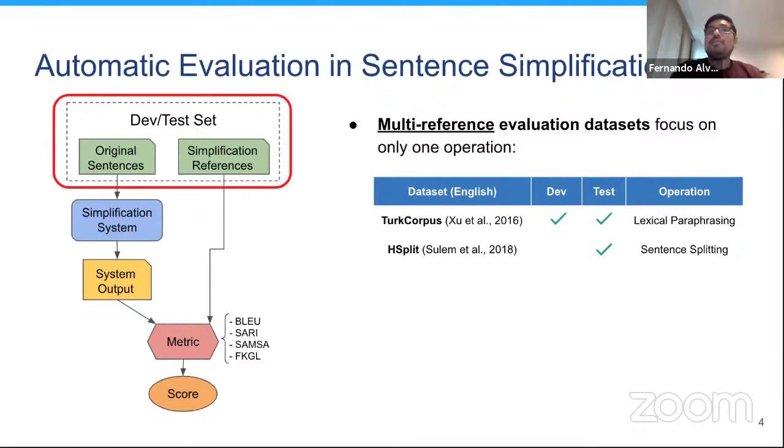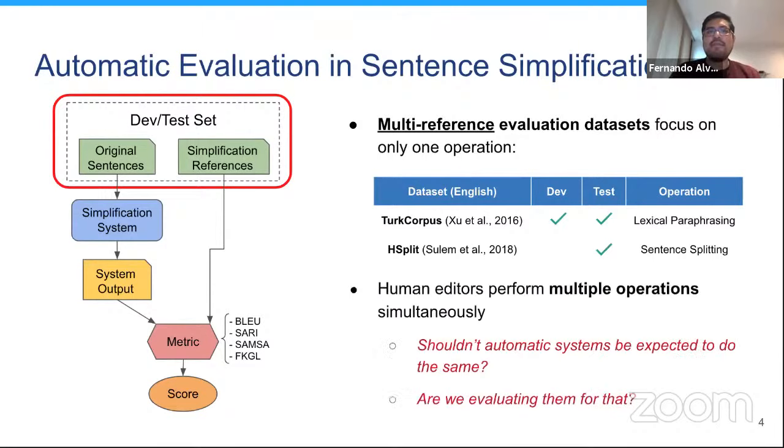The problem is that the most popular one, which is TurkCorpus, and another one derived from it, which is HSplit, they both focused on one single operation. As I said before, there are many operations that you can perform, but they both focused on only one. In TurkCorpus, the manual references were produced by only using lexical paraphrasing. In HSplit, the manual references were produced only by sentence splitting, and that's it. So that's one limitation of those data sets that we have.